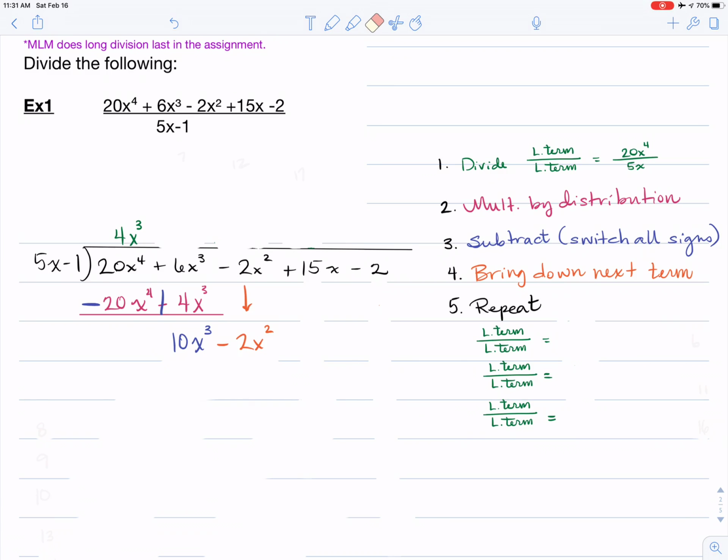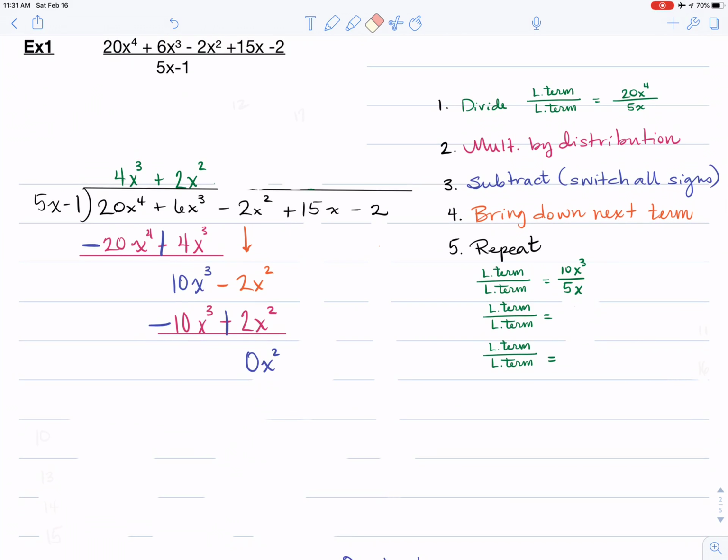Once we repeat, once again we do leading term divided by leading term. So this is now the 10x cubed divided by the 5x. 10x cubed divided by 5x is going to give us a positive 2x squared. Make sure you multiply by distribution. That's going to be your 10x cubed minus 2x squared. Then you're going to subtract once again. Just make sure you change every single sign. So the 10x cubed becomes negative and the negative 2x squared becomes positive. When you subtract here, you get 0x squared. Bring down the next number, which is the positive 15x.